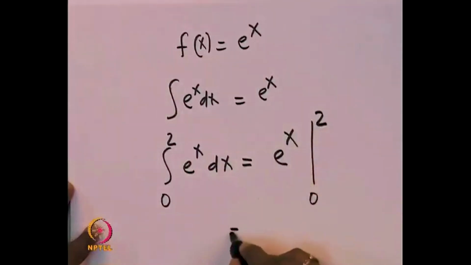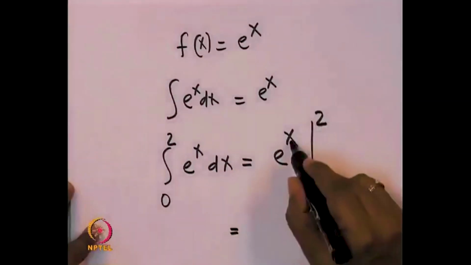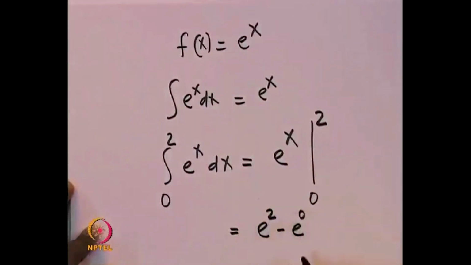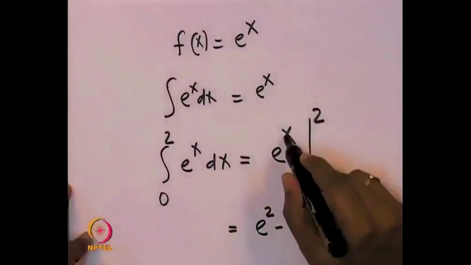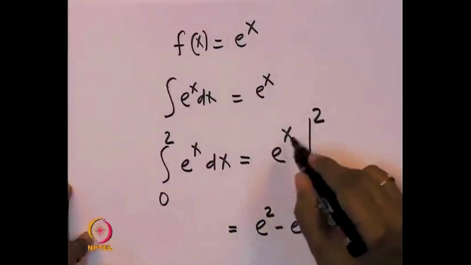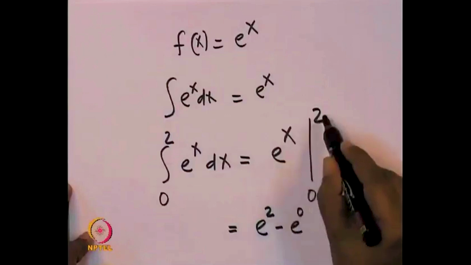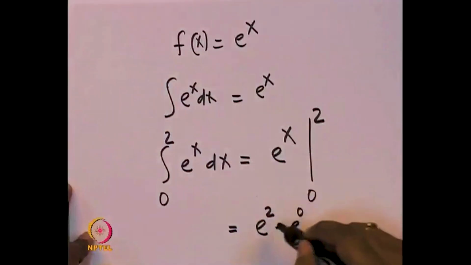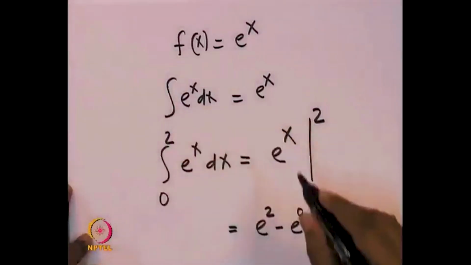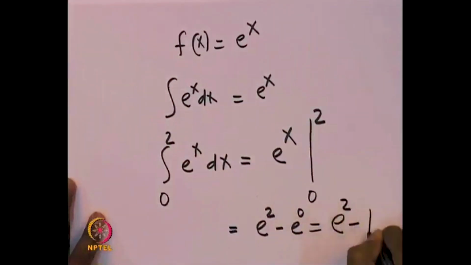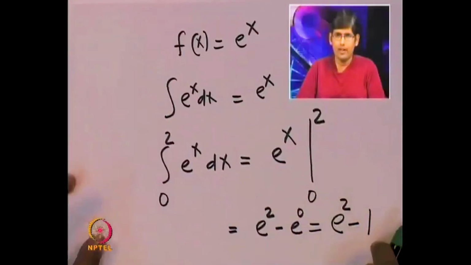This means that you substitute x equal to 2 first, that is e power 2, minus e power 0. First evaluate the function at the upper limit, x equal to 2, then evaluate the function at x equal to 0, and this difference is the answer here. So, this is nothing but e power 2 minus e power 0, which is 1. So, this is the answer.